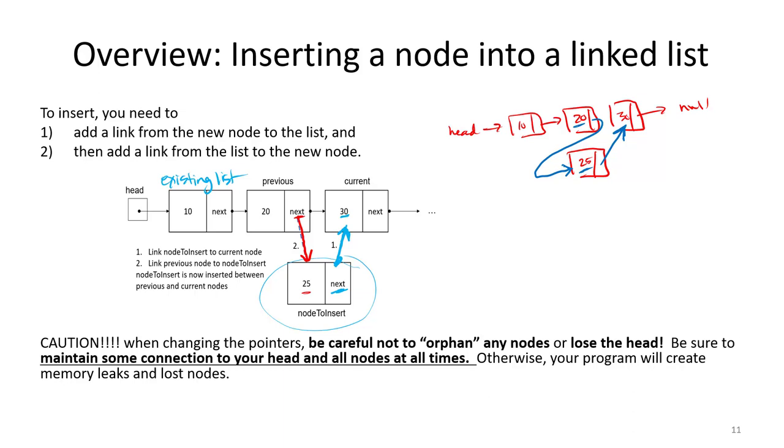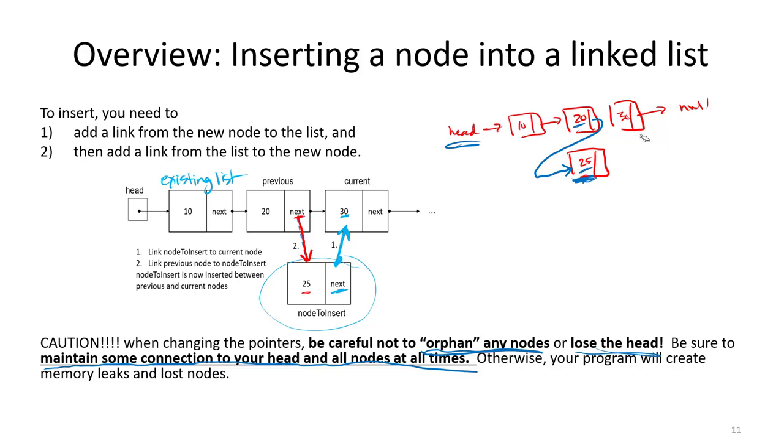The reason for this is because we do not want to abandon any of our nodes or lose access to our head pointer. So the key takeaway for inserting nodes is you need to maintain some connection to your head and to all nodes at all times. If I were to take this next pointer and just attach it to node containing 25, I would abandon that node containing 30. This would create a lost node. So we don't want to do this.